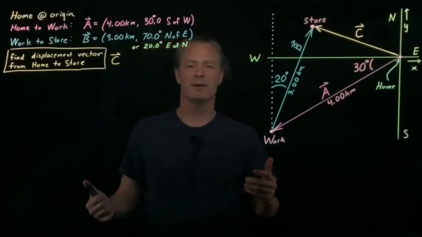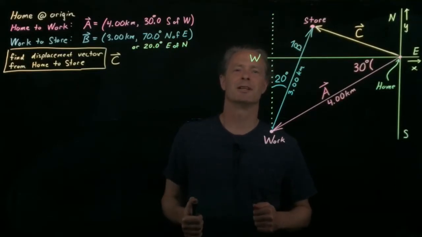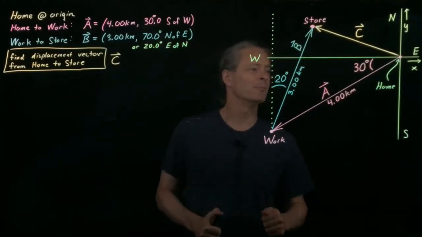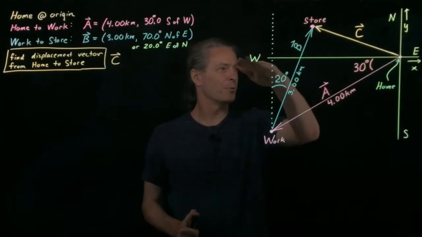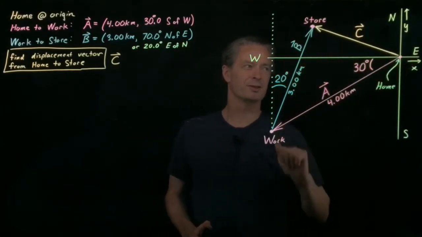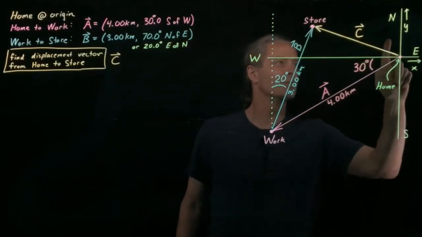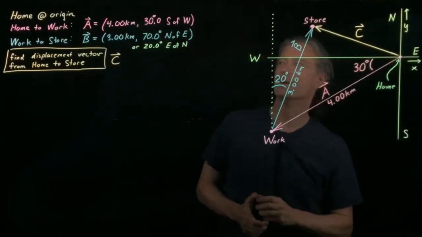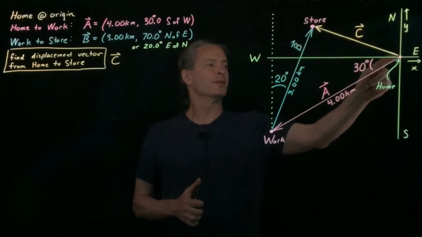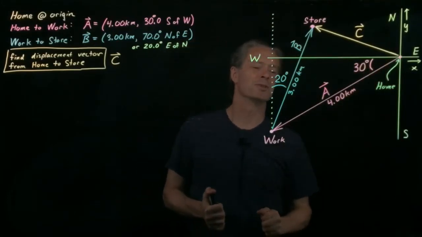Hi everybody, in this video I want to do a two-dimensional vector analysis problem. So here's the problem. Imagine I've got a north, south, west, east grid. All this is on the surface of the earth. Let me take east to be the positive x direction, north to be the positive y direction. Alright, so imagine that home is at the origin of this coordinate system.